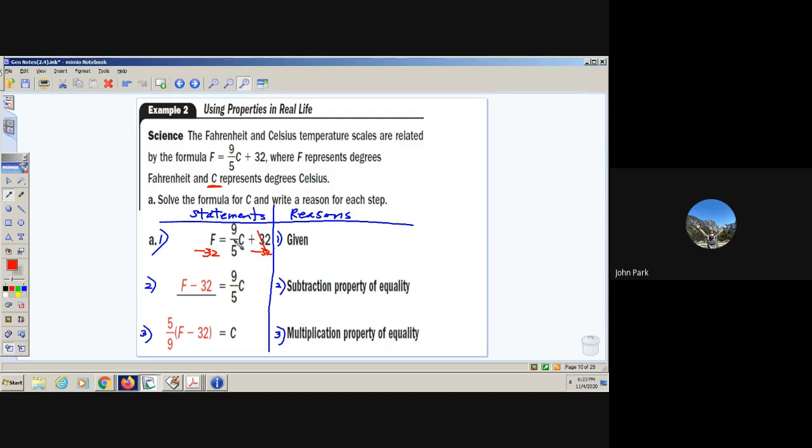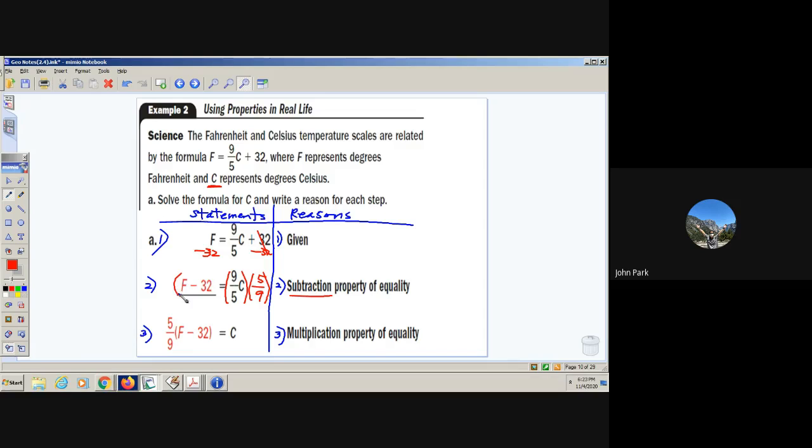So that cancels out. So then F minus 32 is on the left side, and then I have 9/5 times C. So we got to step 2 by subtracting 32 on both sides. So that's the subtraction property of equality. And then from here, I got to get rid of this fraction here. And if you remember, whenever you have a fraction, you can get rid of the fraction by multiplying by the reciprocal. So the reciprocal of 9/5 is 5/9.